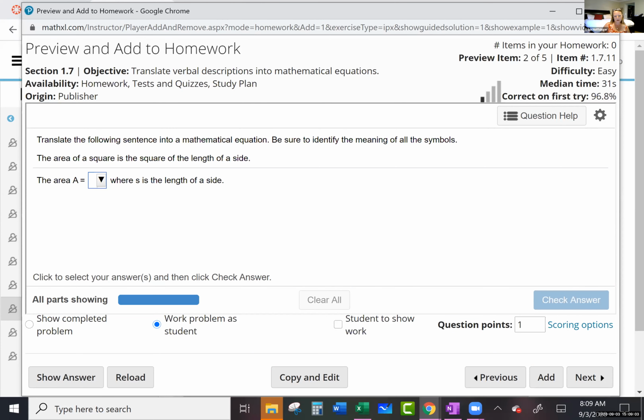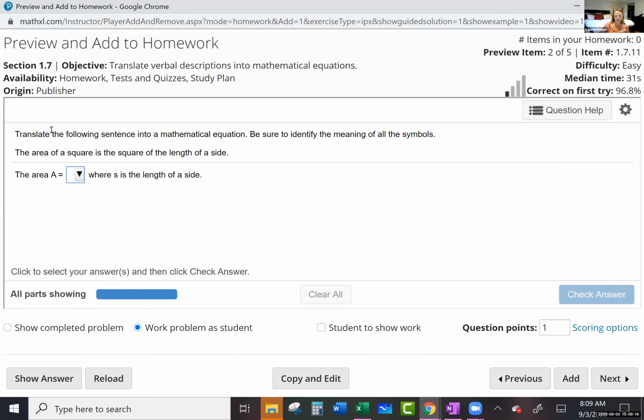Okay, so we're looking at applications. We started applications last class period, and I just pulled up some questions through my math lab, and we're going to look at those and go through some of these. So right here, we're just trying to translate things in terms of words into a mathematical equation. It's telling us that the area of a square is the square of the length of a side.